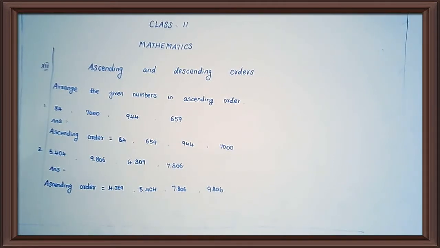Ascending order means we have to arrange the numbers from small to big. Descending order means big number to small number. Okay, today in this class we will study about ascending orders. Arrange the given numbers in ascending order.